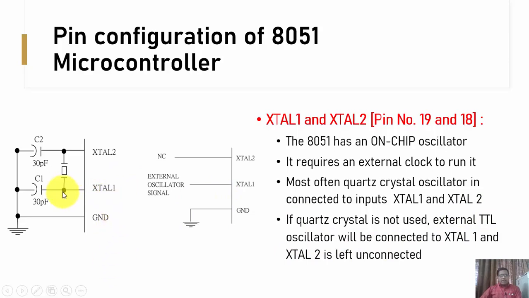Here we are getting a clear difference between the first method and the second method. Whenever we use a crystal to fulfill the clock requirement, we connect it between pin number 18 and pin number 19, that is, between XTAL1 and XTAL2. Whereas if we use an external oscillator signal, then that signal is connected directly to XTAL1, that is, pin number 19. And in that case, when we are using an external oscillator circuit, pin number 18, that is the XTAL2 pin, remains unconnected.